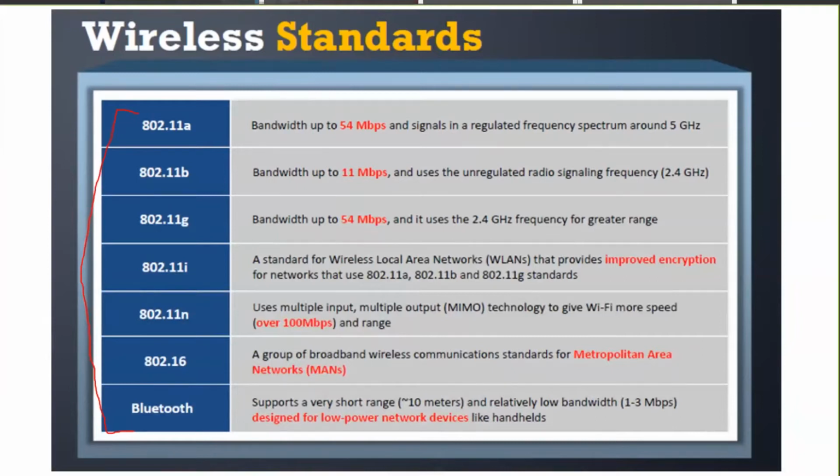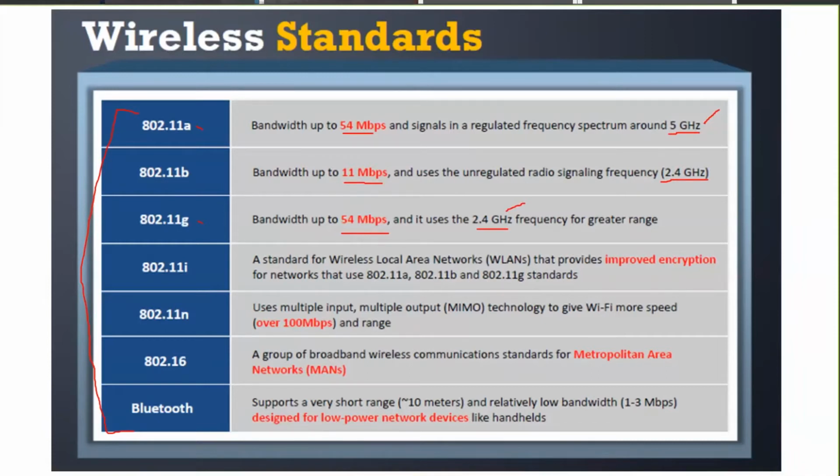So if I was preparing for this, I'd look at things like 11A being 54 megabits per second, talking on the 5 gigahertz spectrum, 11B pushing data through at 11 megabits per second, talking on the 2.4 gigahertz spectrum, 11G being 54 megabits per second and talking on the 2.4 gigahertz, which is different than the A here. If you just compare these two, they both have the same throughput, but one talks on 5 gigahertz, the other talks on 2.4 gigahertz. So keep that in mind.